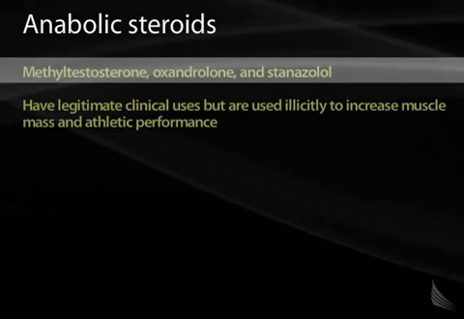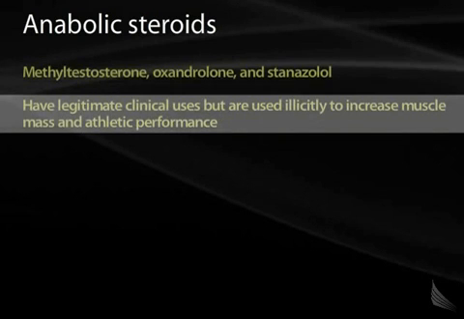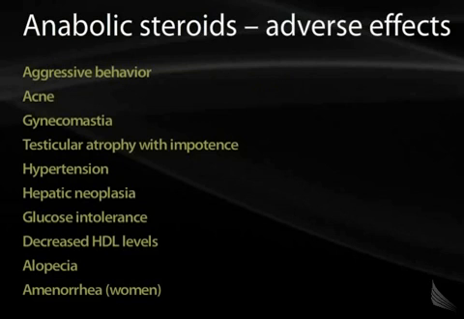Anabolic steroids such as methyltestosterone, oxandrolone, and stanozolol are meant to increase muscle growth in patients that have muscular problems. They do have legitimate clinical uses, but often are used illicitly in athletes that wish to increase muscle mass and increase their athletic performance. These medications are similar to testosterone in structure. Patients that take anabolic steroids can show many adverse effects from these medications. You should know what these are for the USMLE Step 1, as well as for your practice in the future.